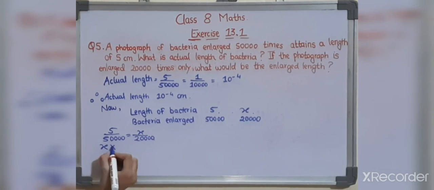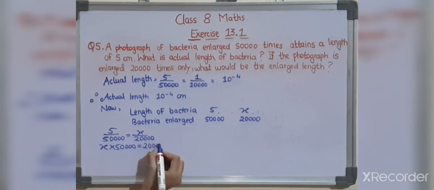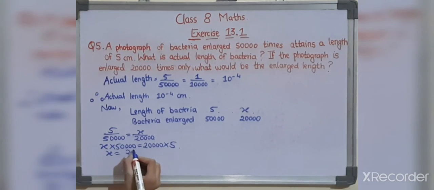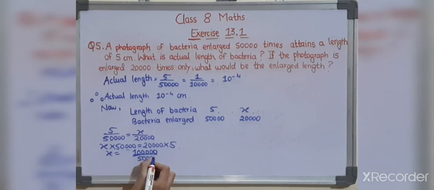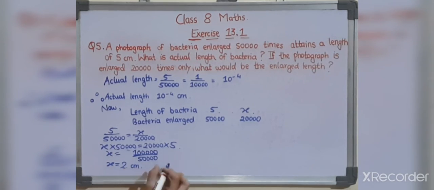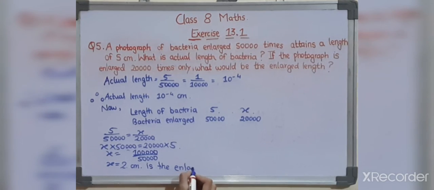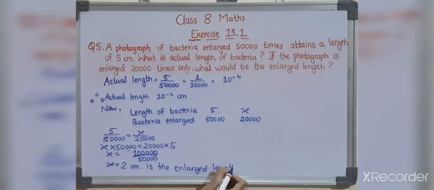Now X into 50,000 is equal to 20,000 into 5. X is equal to 20,000 into 5 upon 50,000, which gives 2. So 2 centimeter is the enlarged length of the bacteria. So hope you understand this question. Now let's move on to the next question.